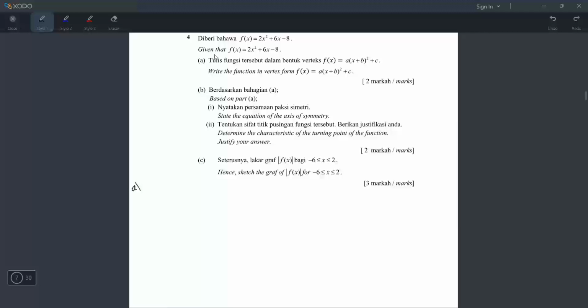Okay, continue with number 4. Given that f(x) equals 2x squared, let's write it down. f(x) equals 2x squared plus 6x minus 8. So the first question says, write the function in vertex form. So this is how the vertex form looks like.